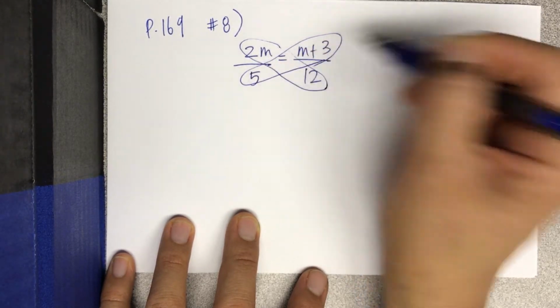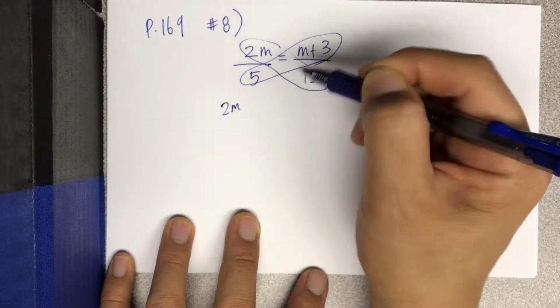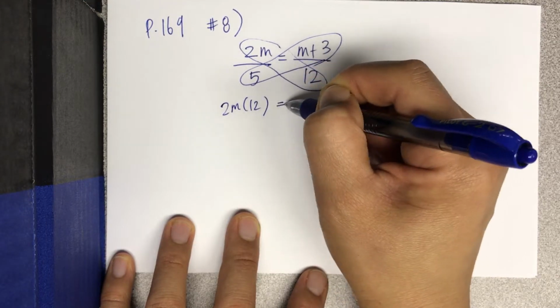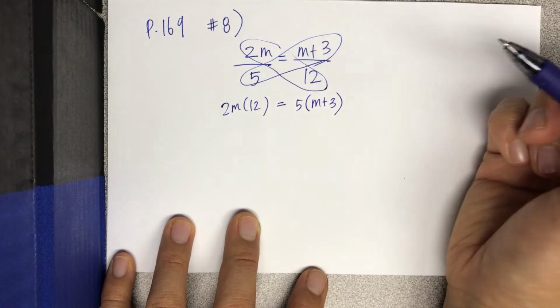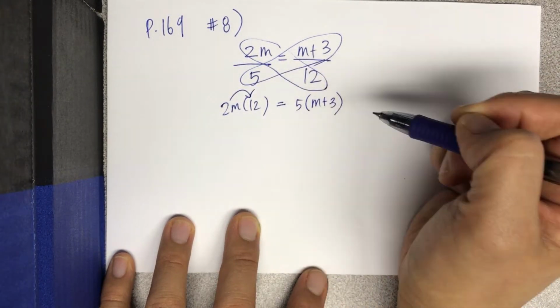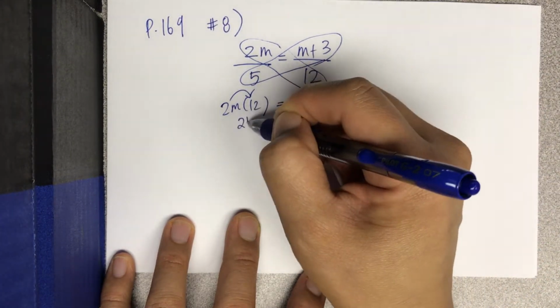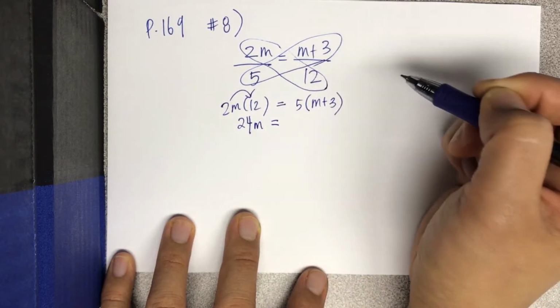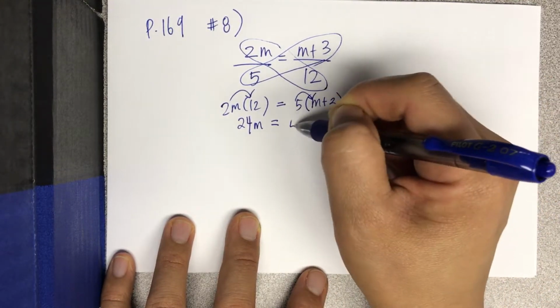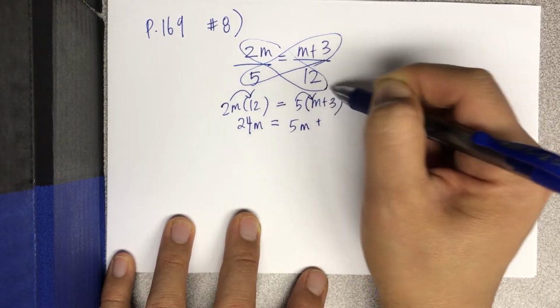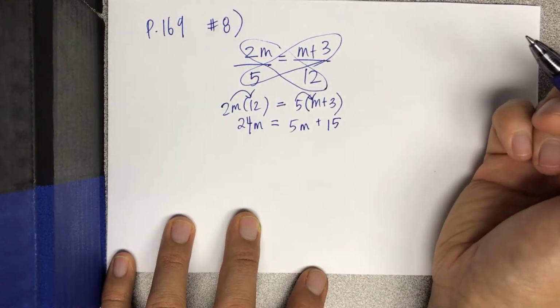Okay, so we're going to cross multiply those. So 2m is going to get multiplied to the 12 equals 5 times the quantity m plus 3. If you multiply 2m times 12, that's going to be 24m equals 5. We're going to distribute it to the m plus 3. 5 times m is 5m plus 5 times 3 is 15.